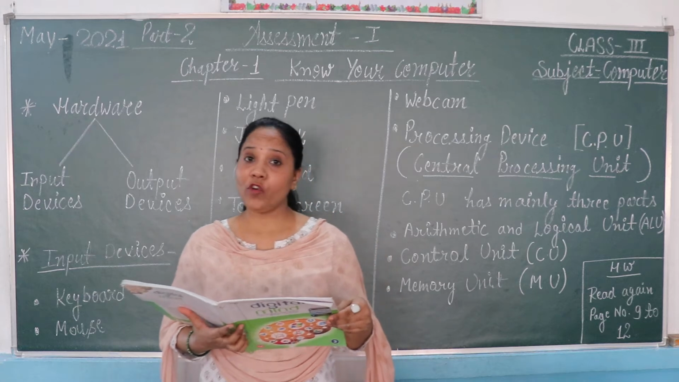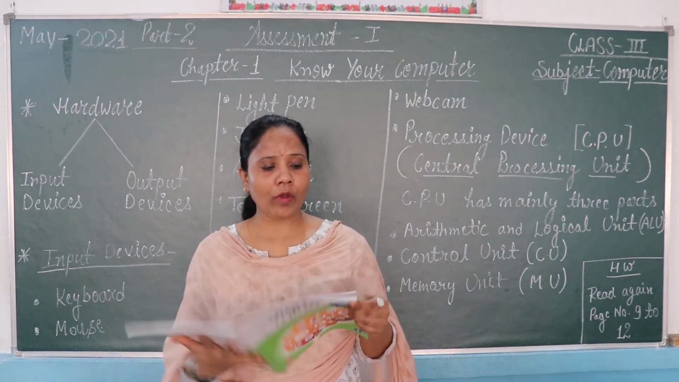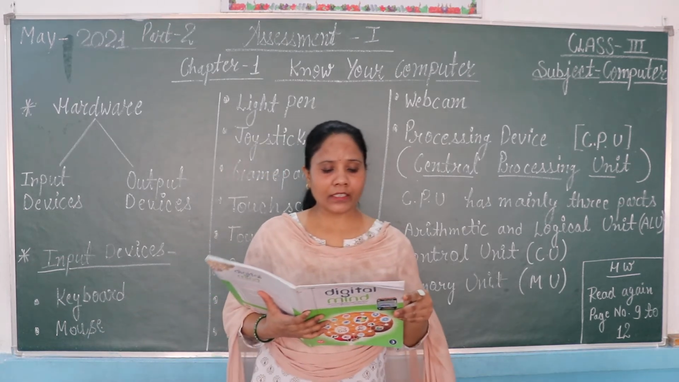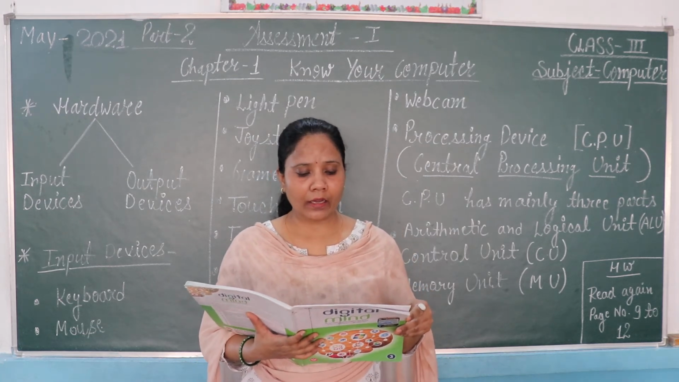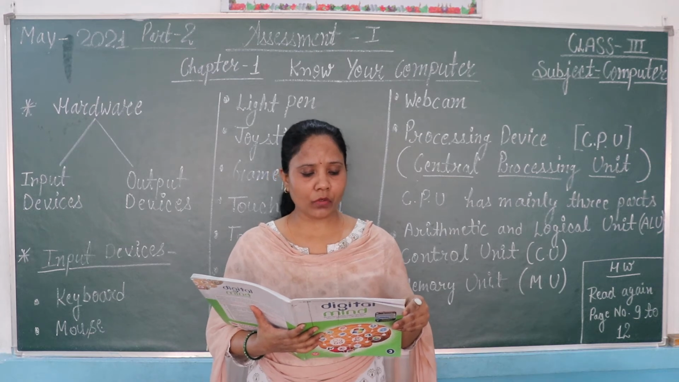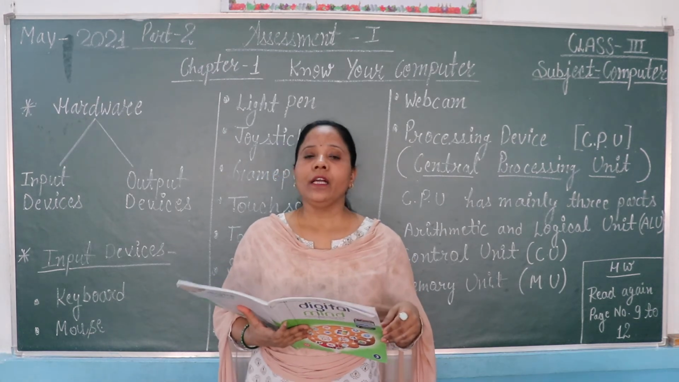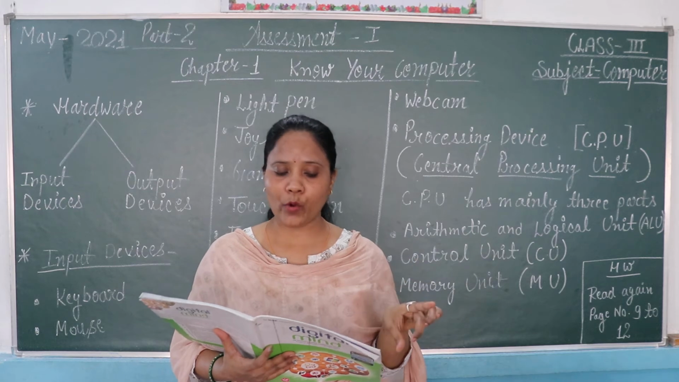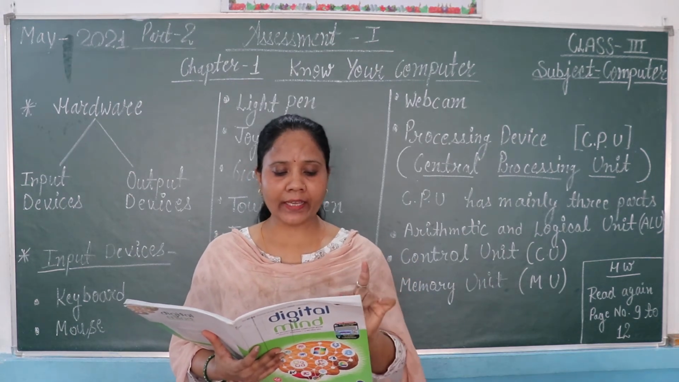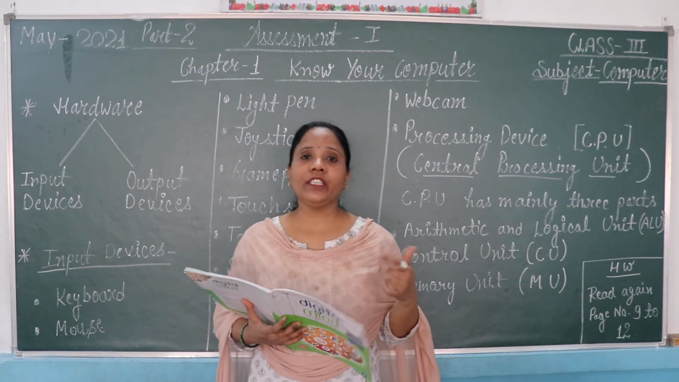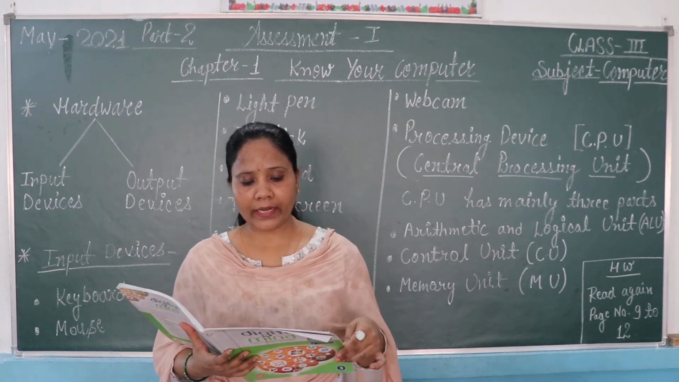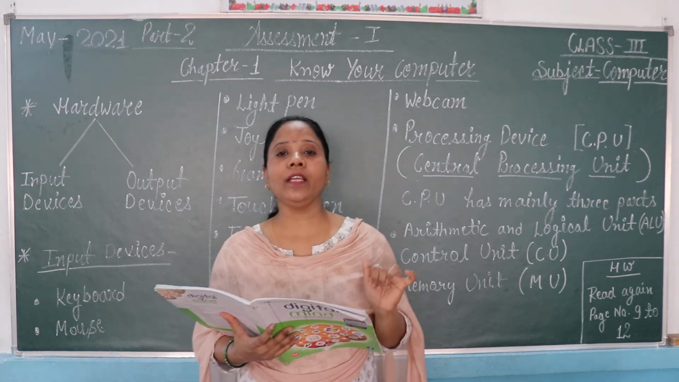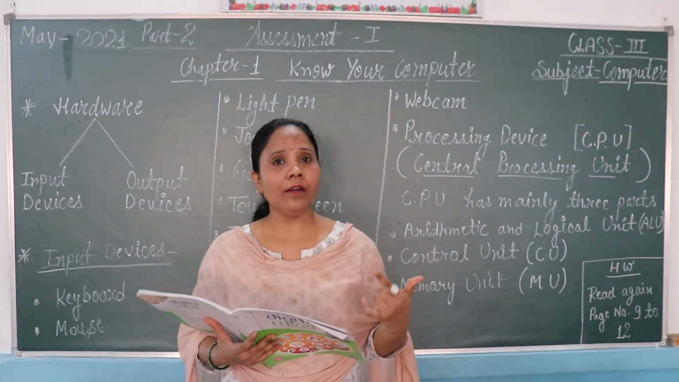Next is the joystick. What is the joystick? Have you seen it before? You have seen it in many games. A joystick has a lever. It moves in all directions and controls the movement of the pointer on the screen. We control the cursor and pointer on the computer screen with the joystick. It has a button called the trigger, which is used for clicking and double clicking, and it is mostly used while playing games.